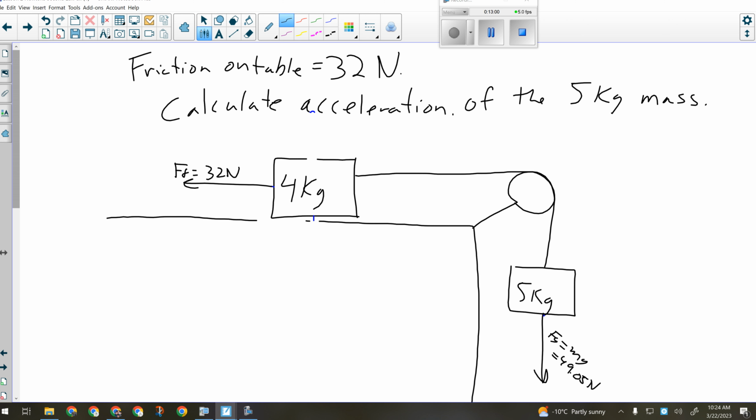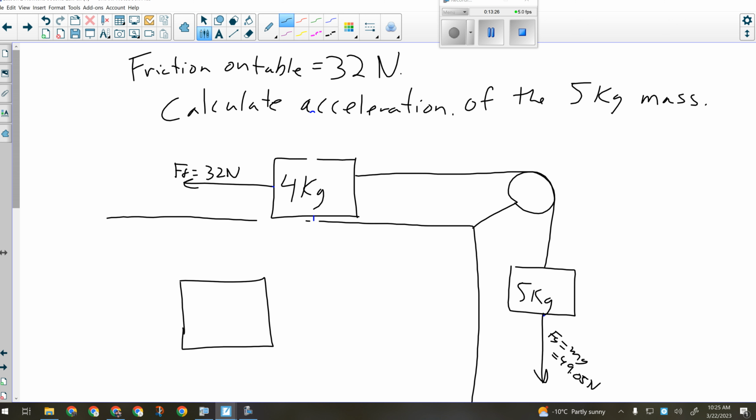Do I want to keep it like this, or can I simplify it? I can simplify it, and I have to simplify it. I don't have enough information to treat this individually, okay? So what I'm going to do is, since they want the acceleration of the 5 kilogram mass, and all the masses in the system have to have the same acceleration, I can just calculate the acceleration of the system.